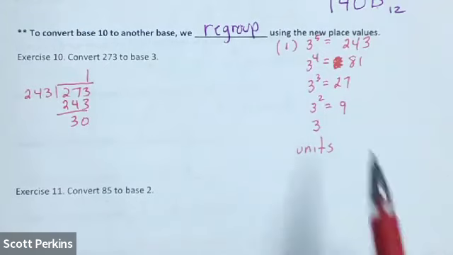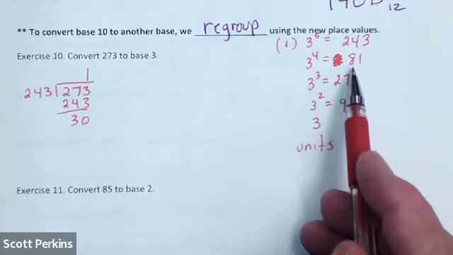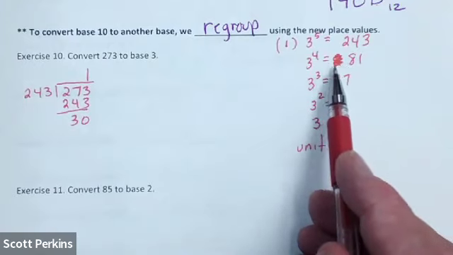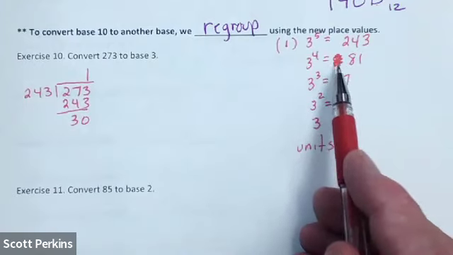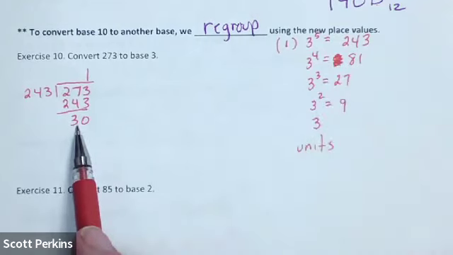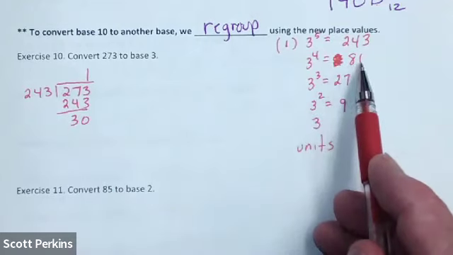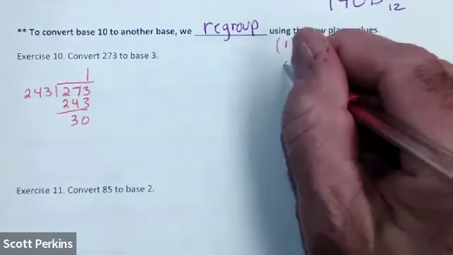Now, the next one, 81. Do I have enough of my remainder to make a full group of 81? Does everyone understand why I'm gonna skip this base and put a 0 here? I only have 30 things. I need a full group of 81. I don't have enough objects. So I'm gonna put a 0 right here.